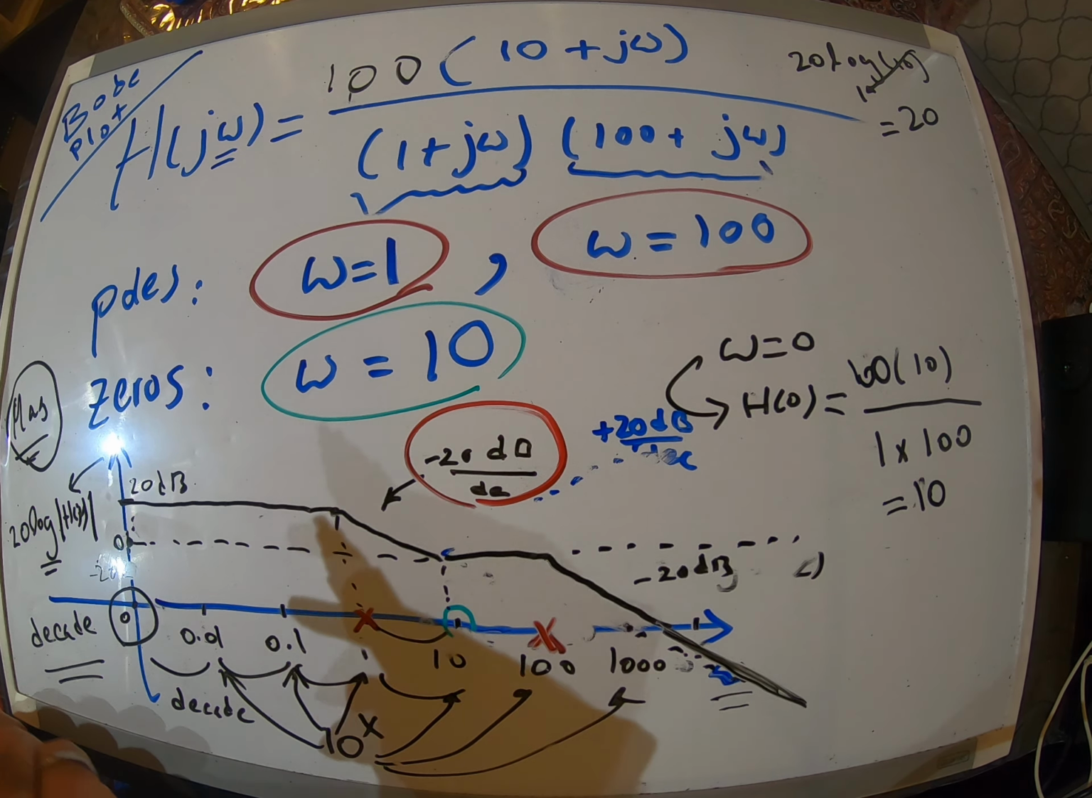H of j omega is VO over VI, right? So it means that the magnitude of VO is going to be the magnitude of VI times the magnitude of H of j omega. At higher frequencies, this would have a smaller magnitude. So it means that your output is going to end up with smaller magnitudes compared to your input voltage. So that's why this is called a low pass filter. It passes the low frequencies but attenuates the higher frequencies.